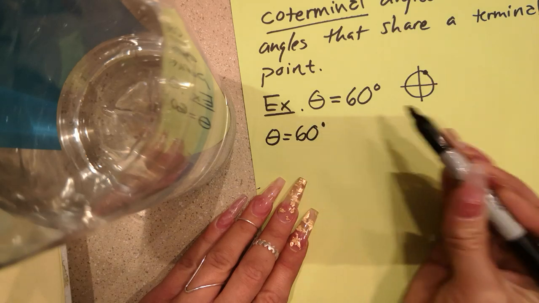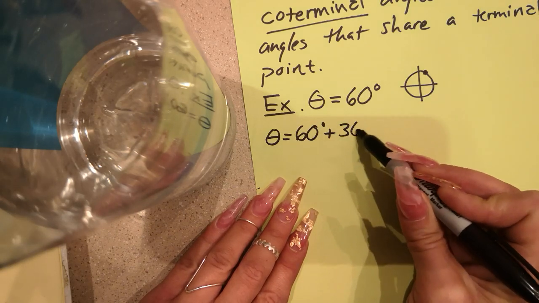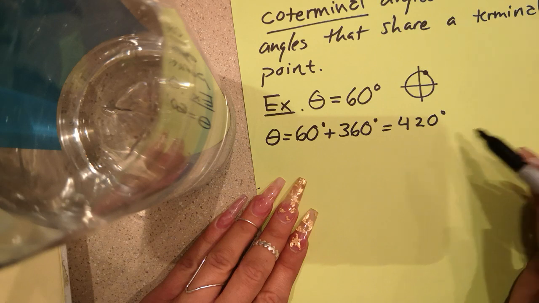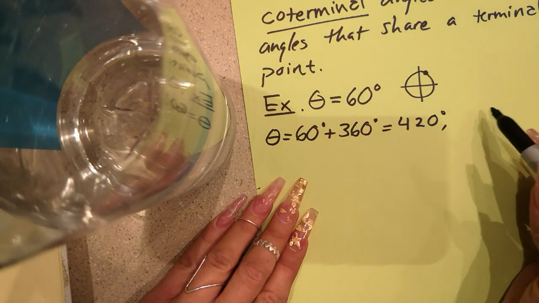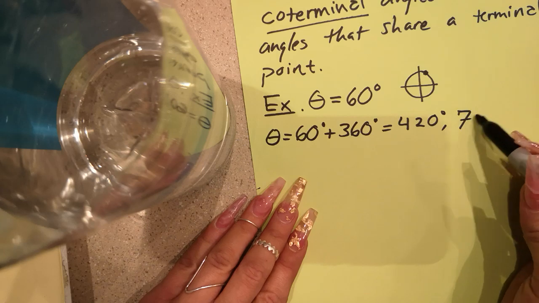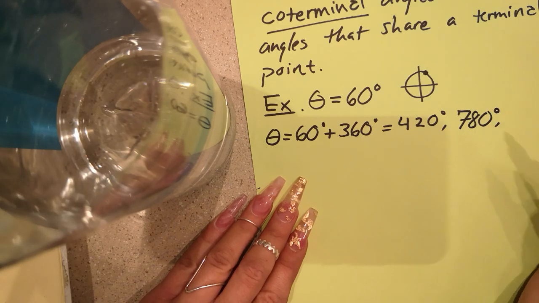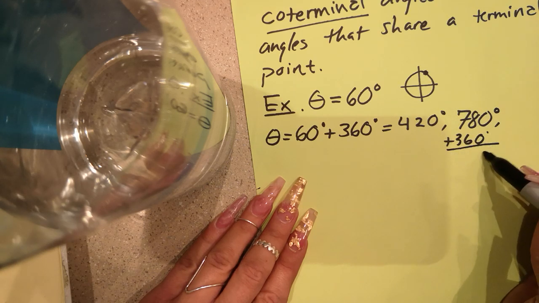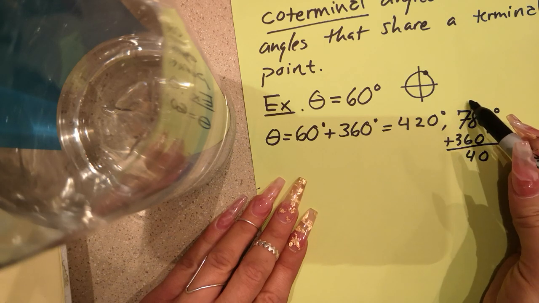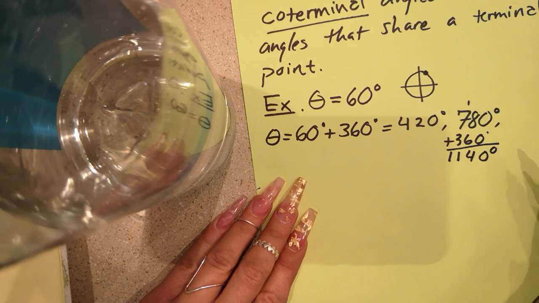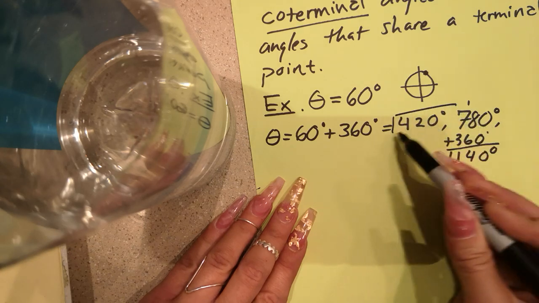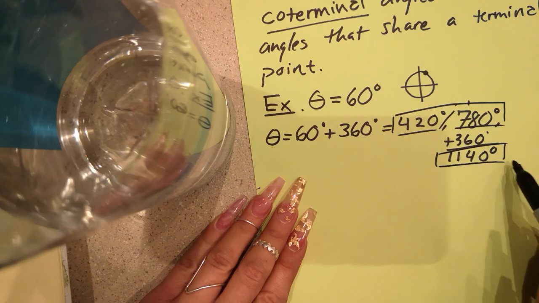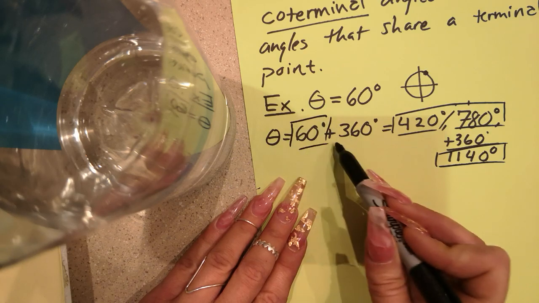So what if I just take my angle, 60 degrees, and I add multiples of 360? So 420 degrees, let's see if I add another 360 to that. What is that, 780 degrees? Add another 360. What is that, 1140 degrees? So I've found 1, 2, 3 angles that are coterminal with 60 degrees.